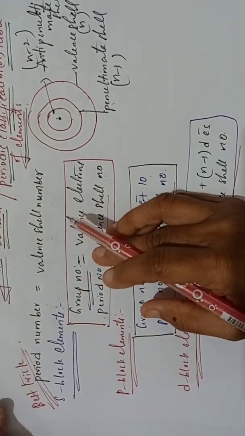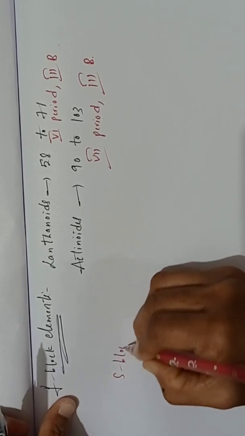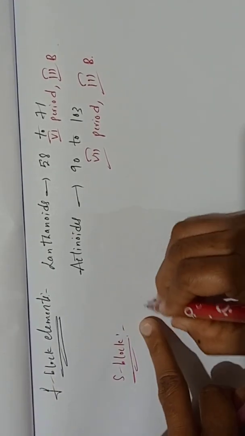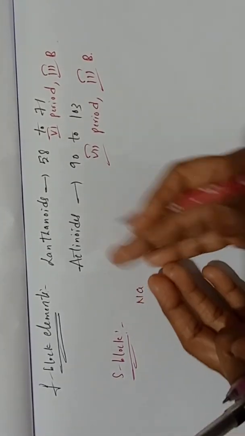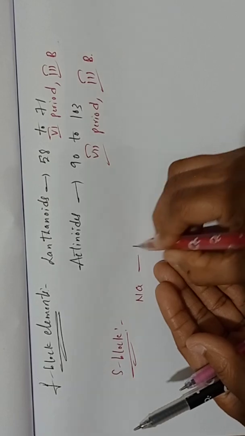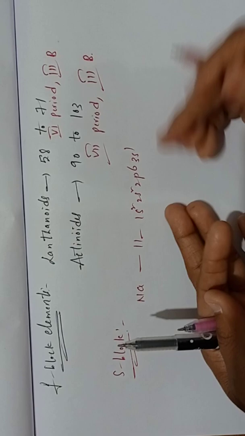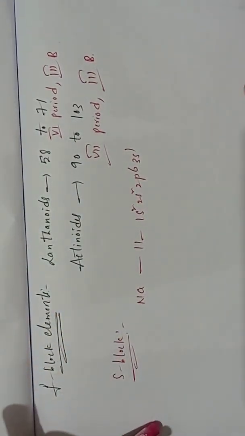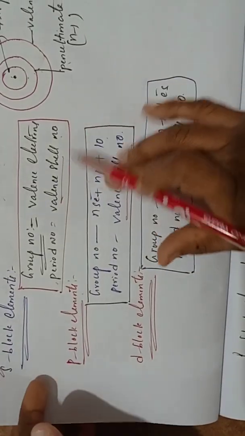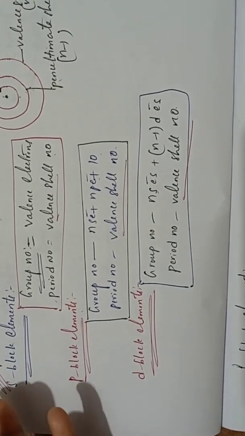First I'm giving an example, taking S block elements. For example, I am taking the sodium element, an S block element. Now I'm going to calculate the period number and group number. First, how to write? Its atomic number is 11, electronic configuration 1s2, 2s2, 2p6, 3s1. Correct? Period number means the valence shell number, and group number is equal to the number of valence electrons.